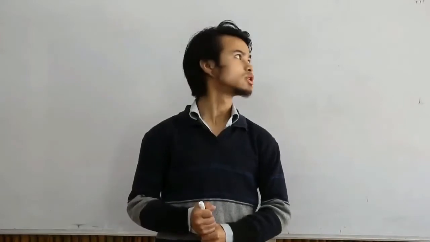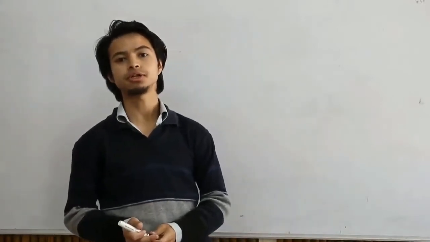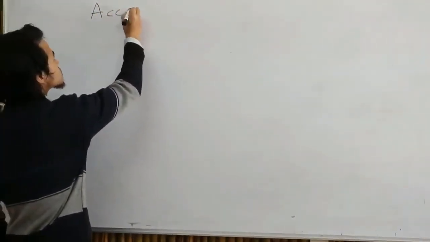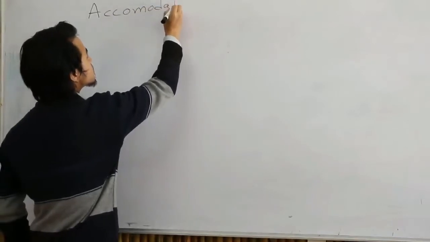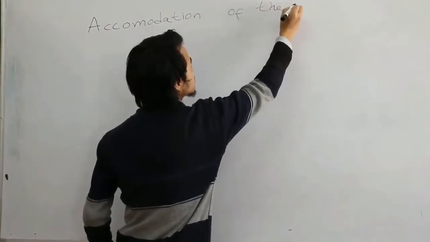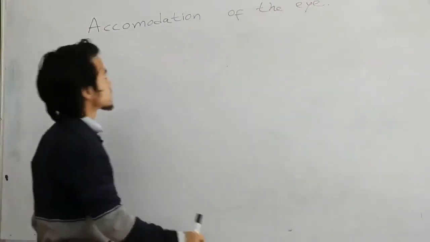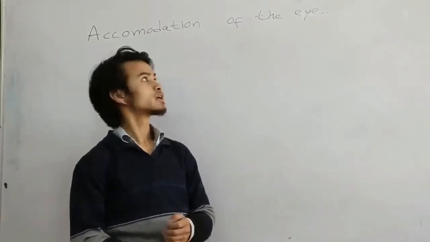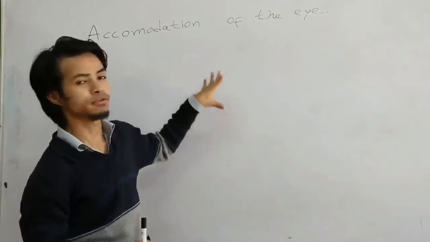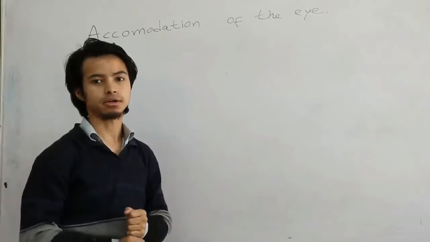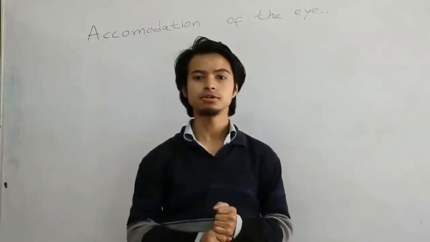But before we go into those defects, first we will look at a new term which is called accommodation of the eye. So, what is the accommodation of the eye? It is the process by which the ciliary muscles can alter the focal length of the crystalline lens so that the images will be focused clearly on the retina. Now let's look at the 3 common defects of vision.